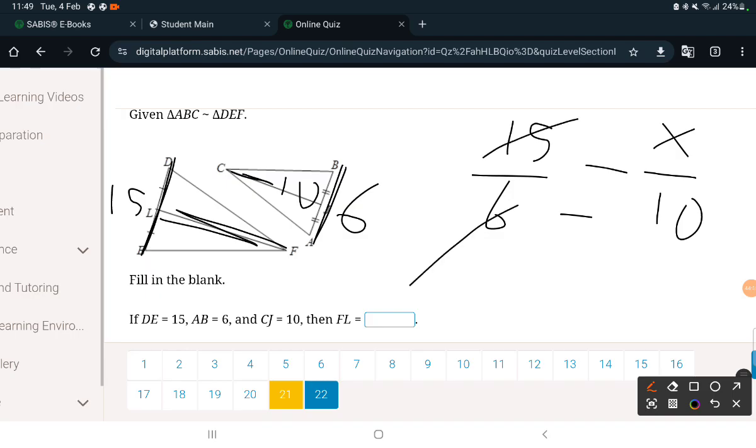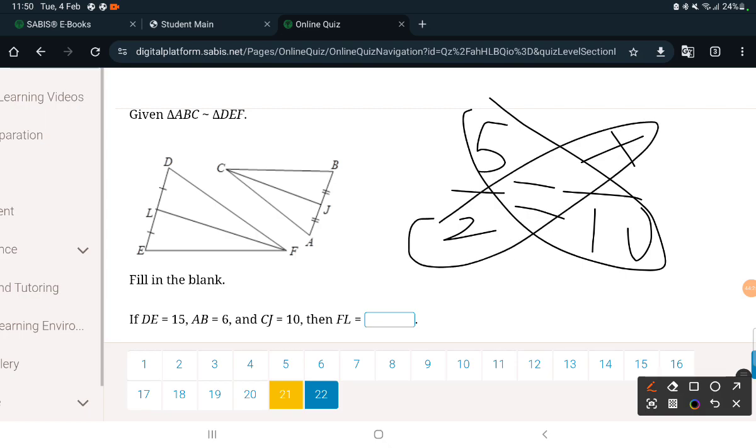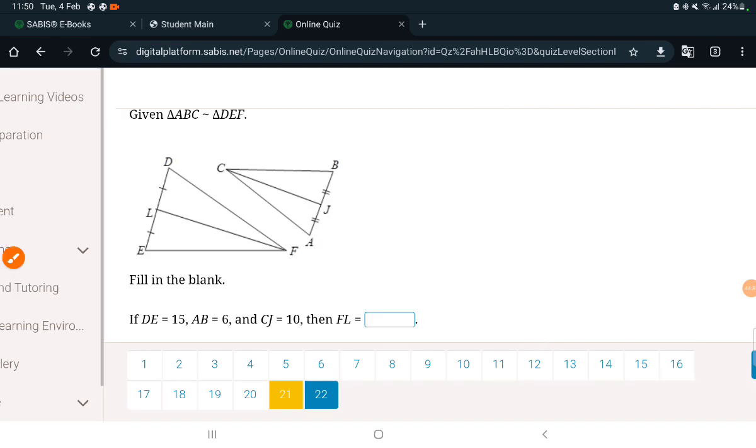Simplify, divide by 3, top and bottom, you will get 5 over 2 is equal to x over 10. Cross multiply, you get 50 is equal to 2x, which is just, take the multiply by 2 to the other side, that will be 50 over 2, which is just 25. You guys know why.